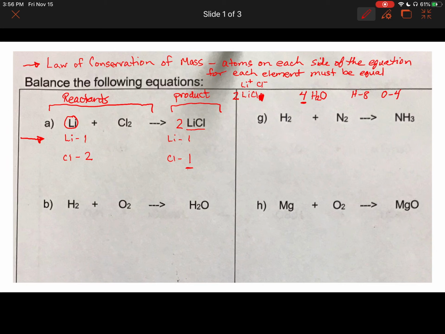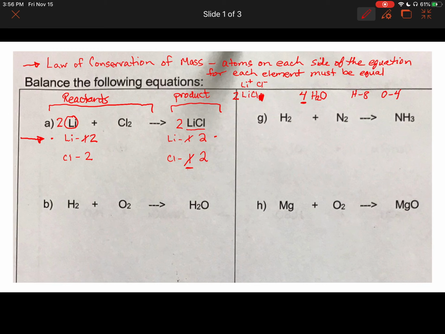Now that I've done that, I have to update my changes. So now that I've done that, I no longer have 1 lithium, now I have 2 lithiums. And after I have put that coefficient there, after I've made the changes, I'm updating my atom inventory. Now I have 2 chlorines. So my chlorines are equal to each other, but now my lithiums are not. I have 2 lithiums on the products side, and I've got 1 here. So there's a simple solution to that. If I put a 2 there, that will give me 2 lithiums on each side and 2 chlorines on each side.